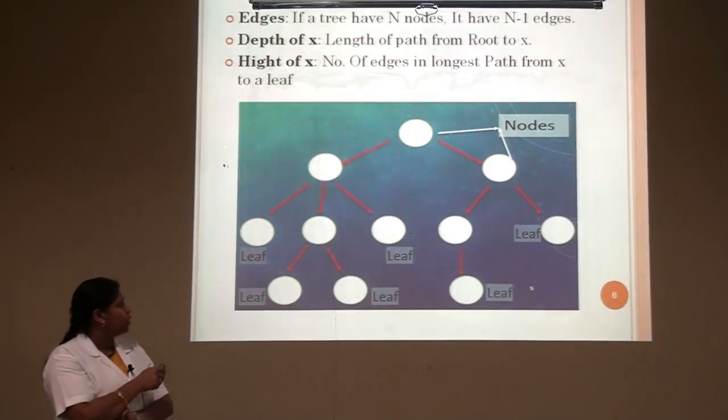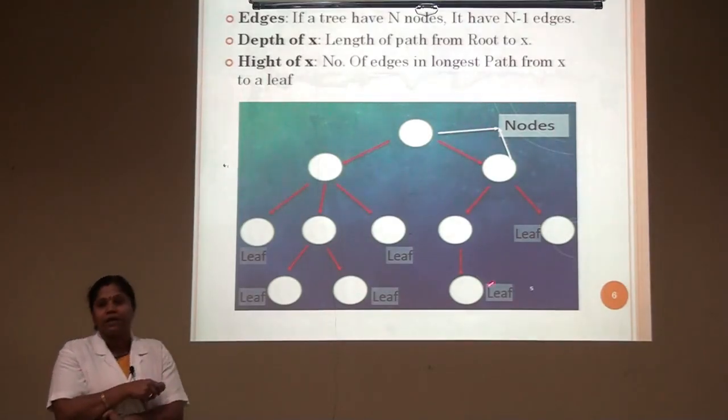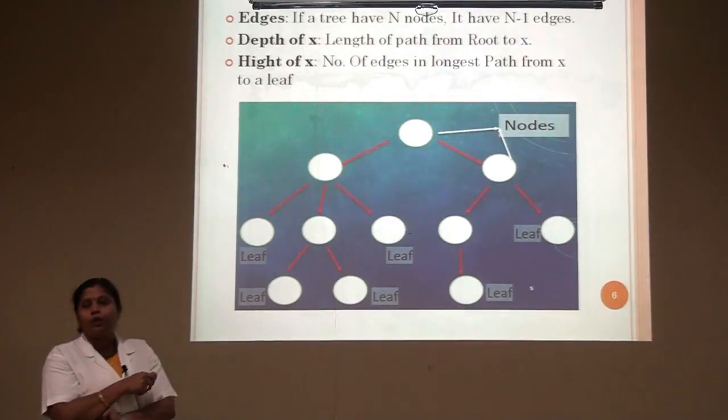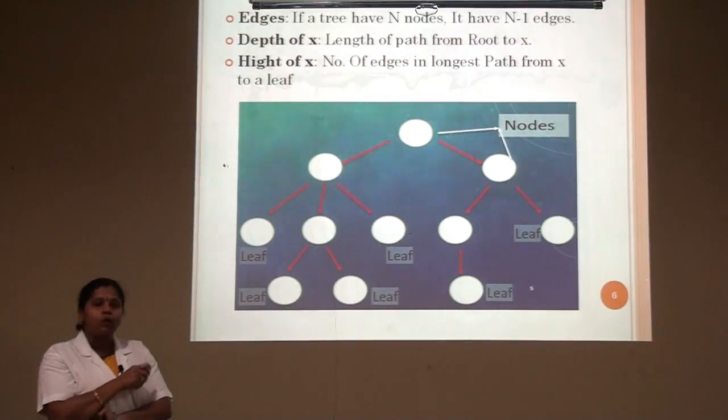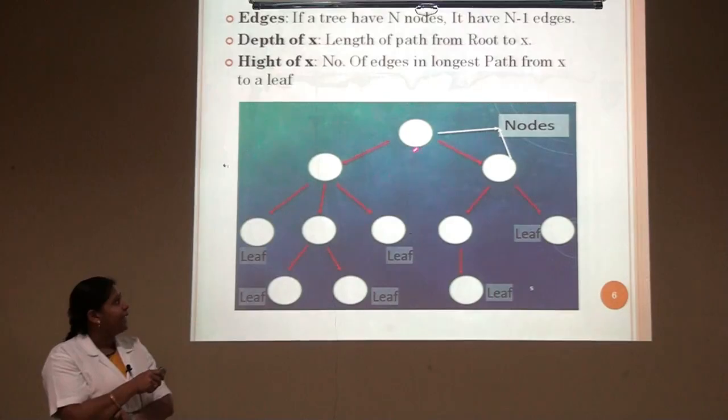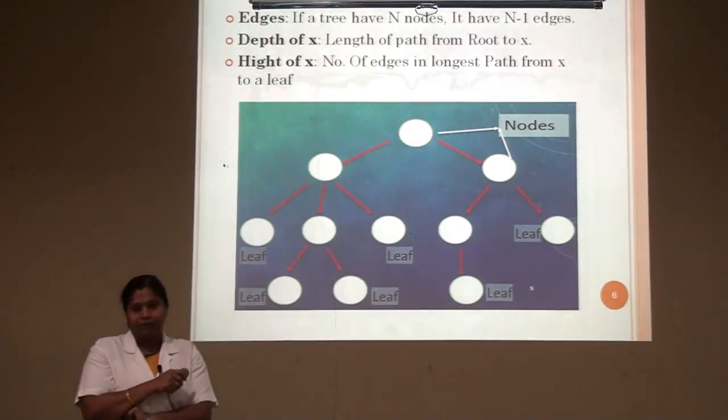Now for this node we will calculate the height. The height of the node is, from that node to its longest path, how many edges are available? For example, this node has this path 1 and path 2. Which is the longest one? Both paths have 2 edges, so its height is 2. In this way we will calculate each node's height and depth, and even the tree's height and depth. The height of the root node usually becomes the height of the tree.